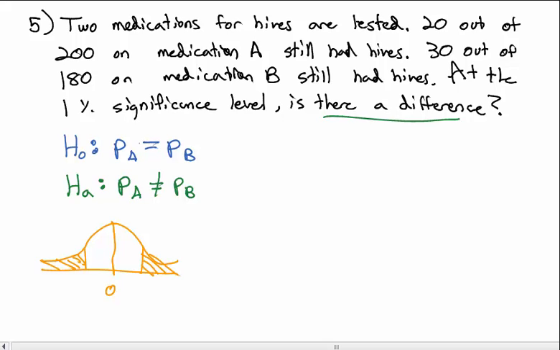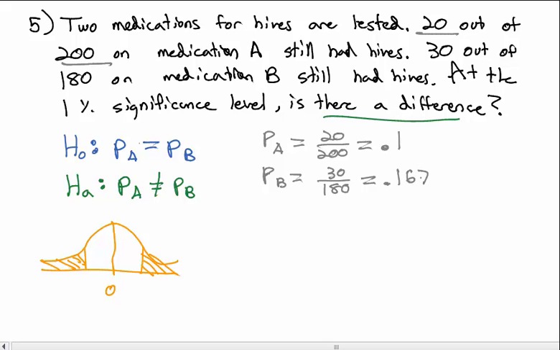So first, proportion A minus proportion B. Actually, we probably should know what the proportions are because they don't give them to us. Proportion A, group A is 20 out of 200. So that's 0.1. Proportion B is 30 out of 180. That's 0.167.